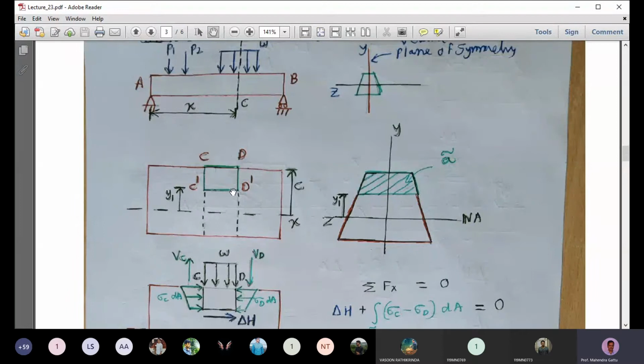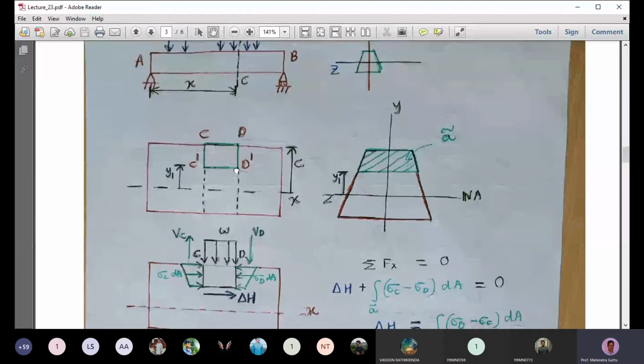To find that horizontal shear force, we have to draw the free body diagram. Before drawing it, we look at the area above the neutral axis, viewed from the side. We see D prime and C prime, and that area is shown here: maybe C is here, C prime is here, D is here, D prime is here. That area we denote by A tilde.